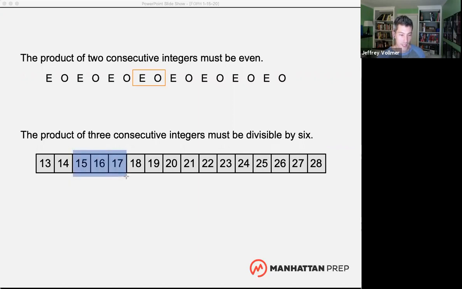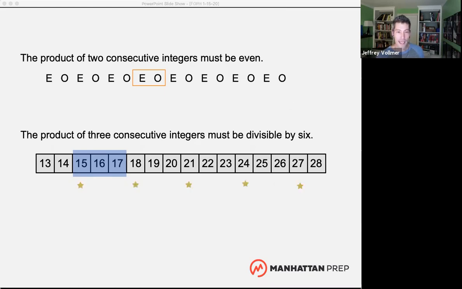If I take these three integers, 15, 16, 17. Well, we know when you have two integers in a row, one of them is going to be even. So when you have three integers in a row, still one of them is going to be even. But we're saying there's also got to be a multiple of three. Well, ask yourself, how often do multiples of three come around? They come around every third number, right? We've got one here, we've got one here, 21, 24, 27.